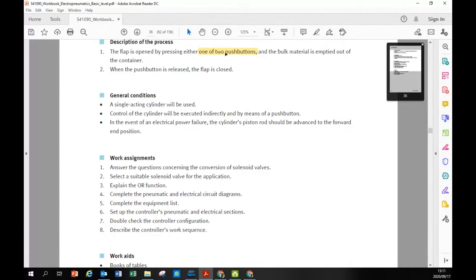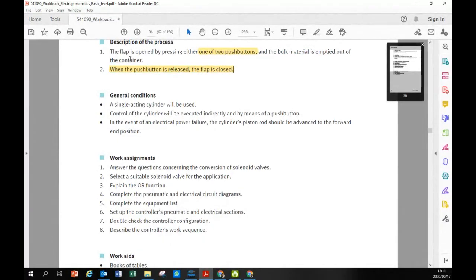And the bulk material is emptied out of the container. So when we start this, after that the material is emptied, it means that our cylinder opens up this tank when we press the push button, okay? When the push button is released, the flap is closed.